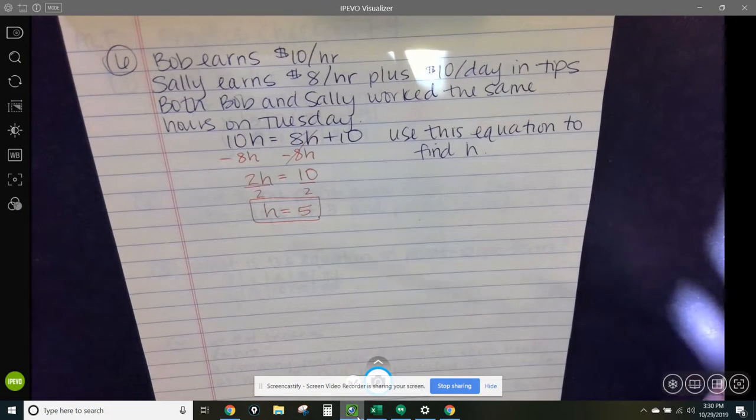So those are the problems for checkpoint 3. Hopefully you took notes and you can use this on your checkpoint, which you're going to do right after this.